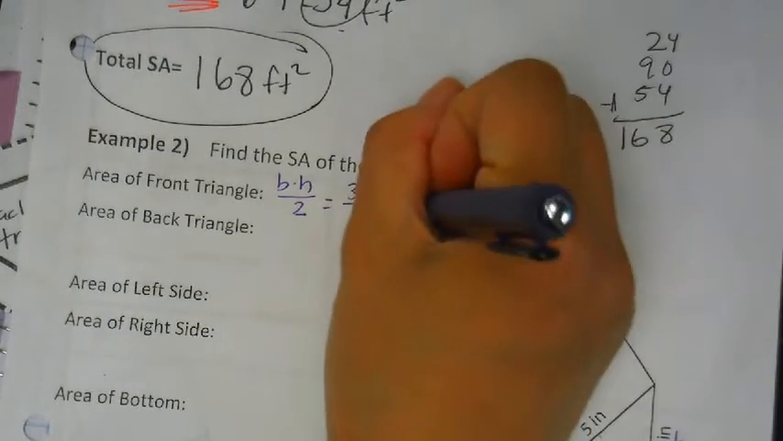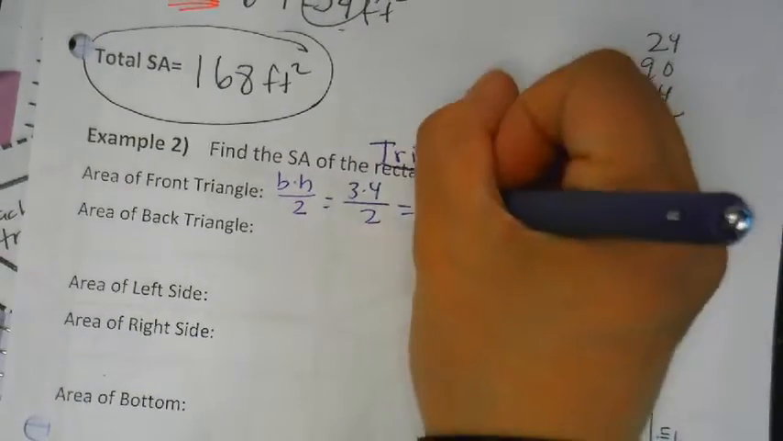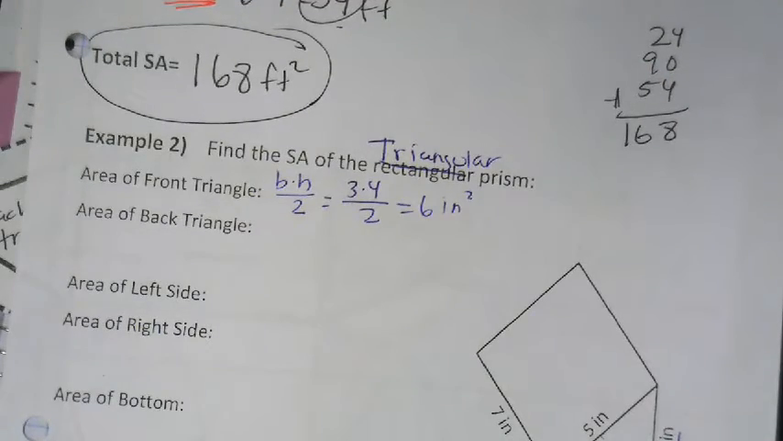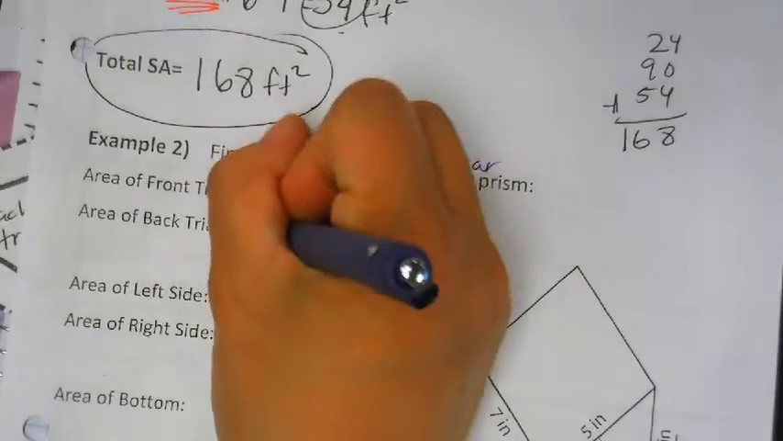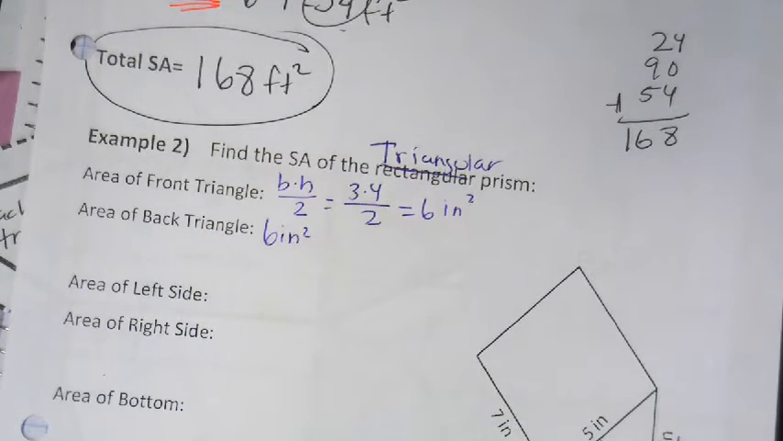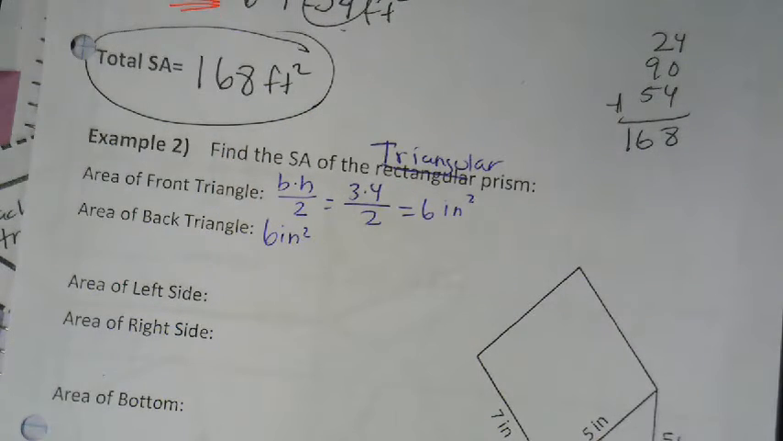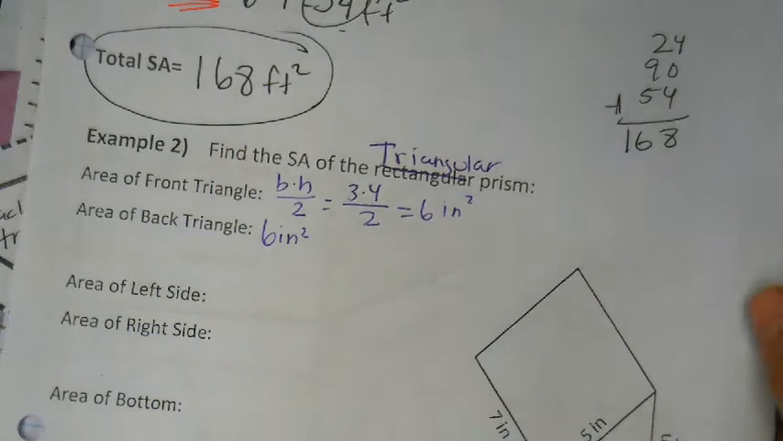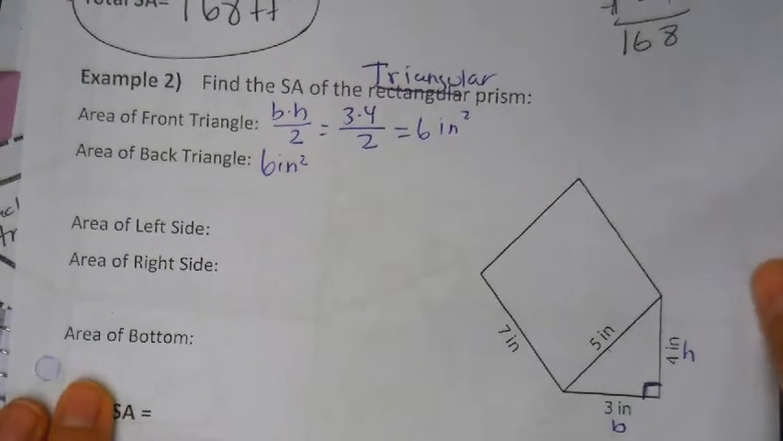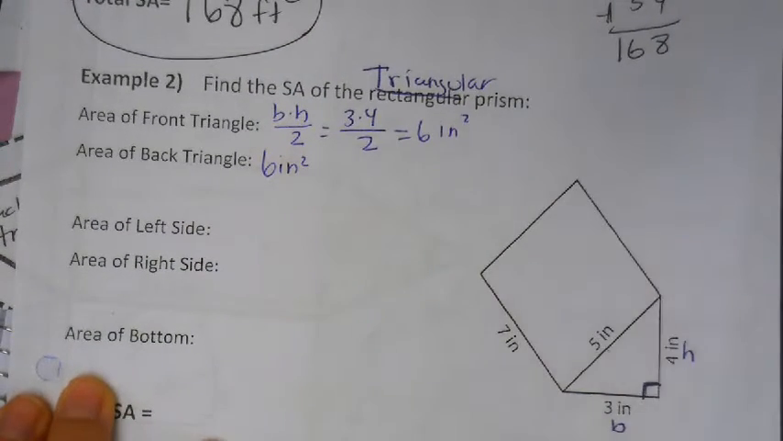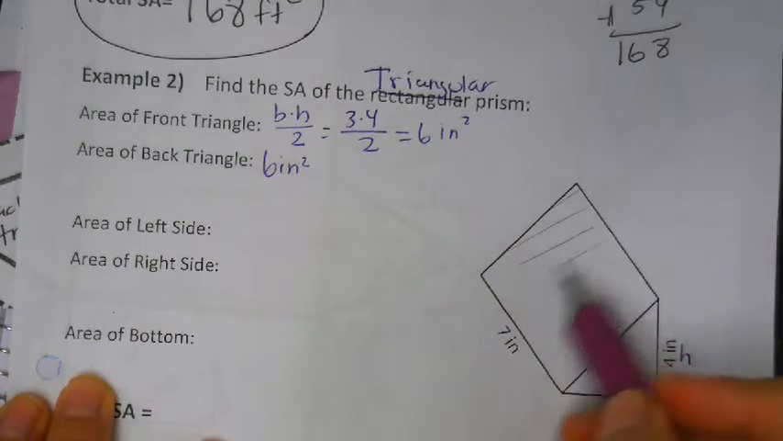Good. Now, are the triangles the same size? Yep. So if the front triangle is 6, then the back triangle is 6 inches squared. Okay. Left side. So this is our left side. It's actually the only side we see because of the way it's drawn.